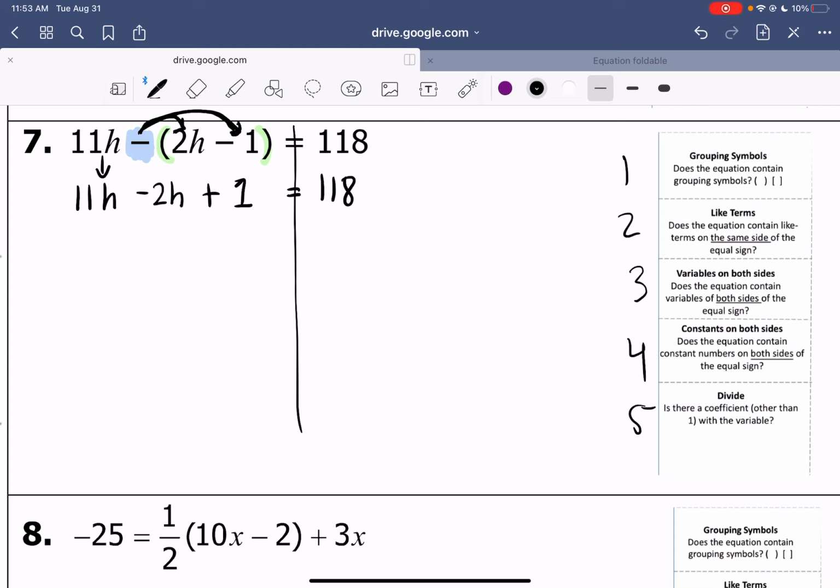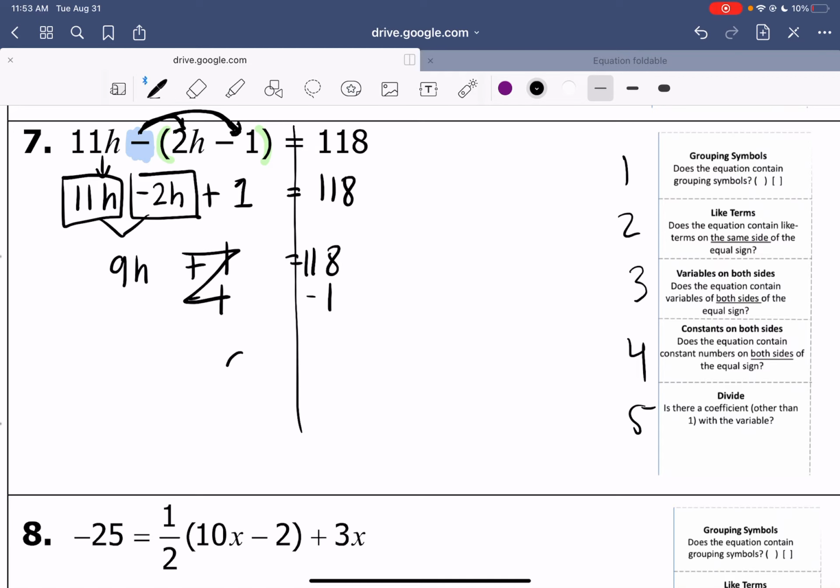So now we can combine our like terms. So we have 11h minus 2h, which we can combine, and that's going to be 9h plus 1 equals 118. Oh, not 180. 118. And then from there, we're going to subtract 1 from both sides, and we're left with 9h equals 117.